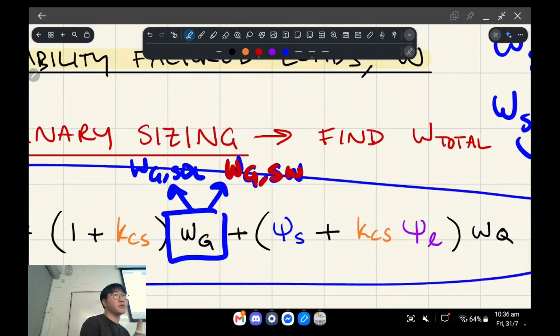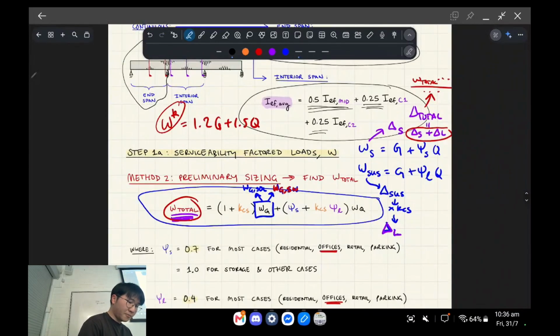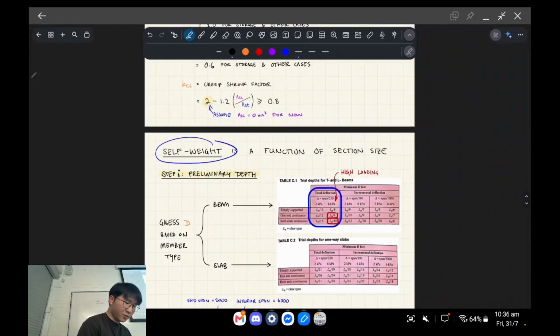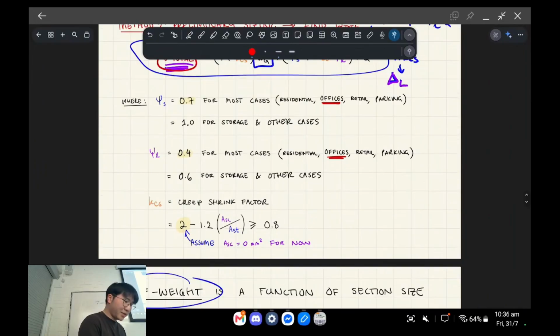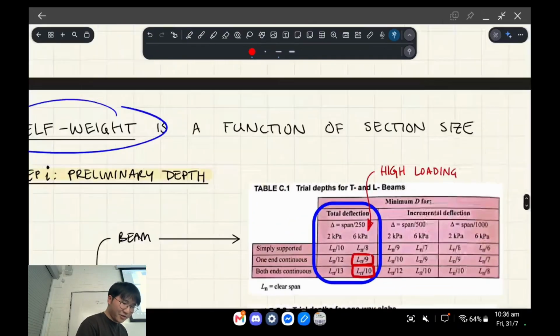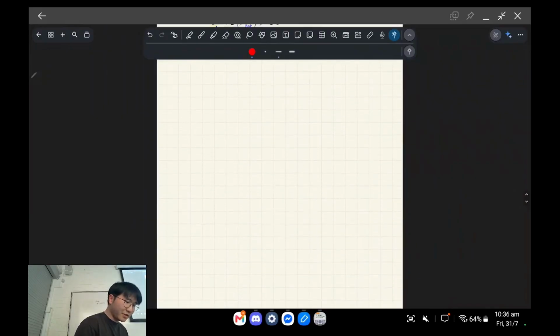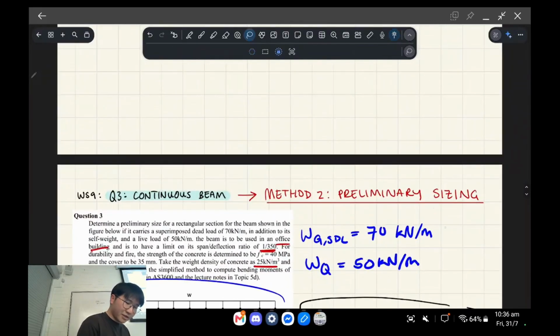The self-weight component is going to be a function of your concrete's section size, and we need to design that. So we need to do trial depths and trial widths and things like that. We need to use these tables, which give us a starting point for the depth and the width. But the thing is, how do you know what is high loading? In this particular question, we're told this.